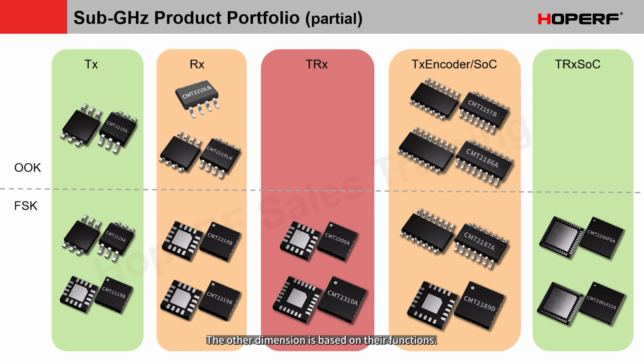The other dimension is based on their functions. We can further divide them into 5 functional categories. First, single transmitter function. Second, single receiver function. Third, transceiver function. Fourth, encoded transmission or transmitter SoC. And finally, the fifth is our transceiver SoC. This chart categorizes all our various chips and models according to these 2 dimensions very clearly.